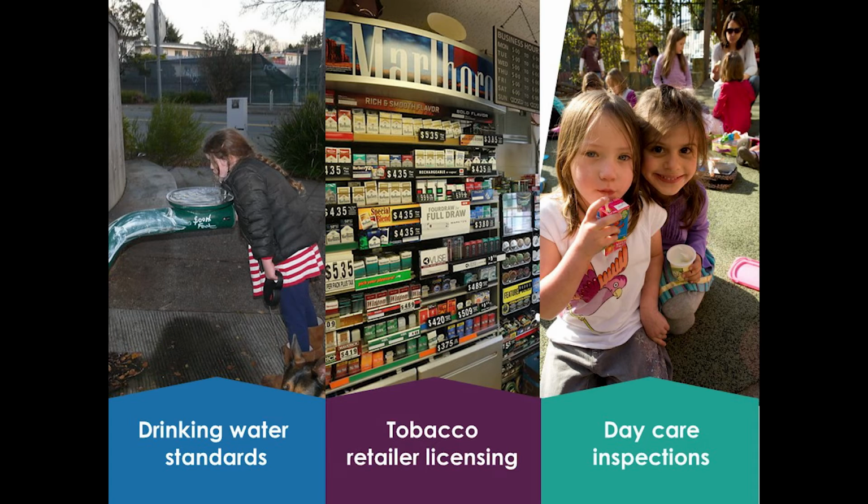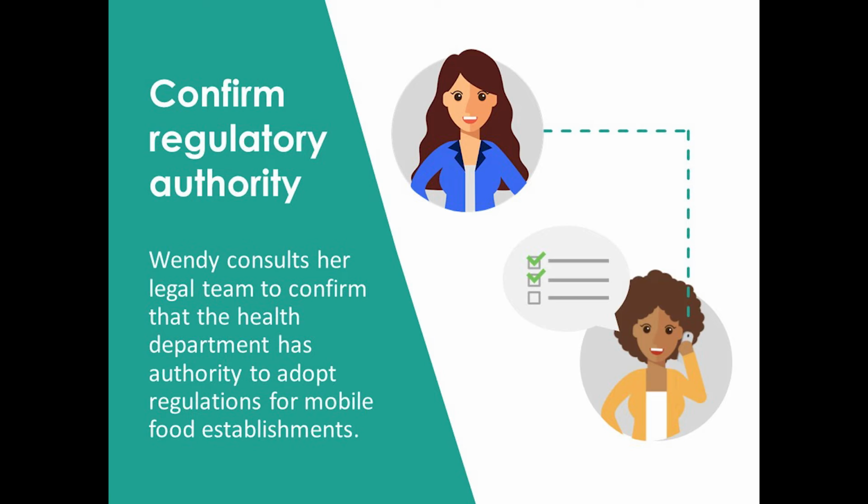These concepts and steps need to be used in all areas of public health, whether you're developing regulations to ensure safe drinking water, licensing tobacco retailers, or inspecting childcare facilities. Administrative law is not limited to a specific regulatory topic or practice area. It's about the process of developing, implementing, and enforcing laws in general. Now that we have that context, let's return to our example.